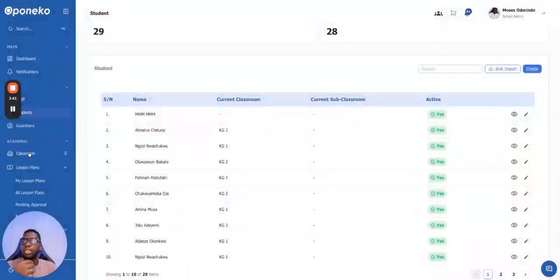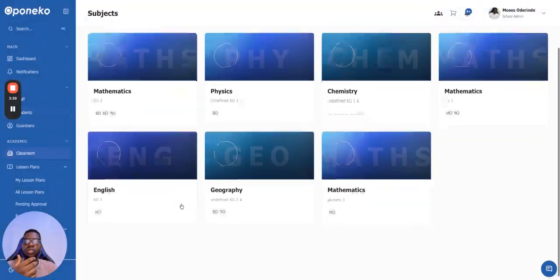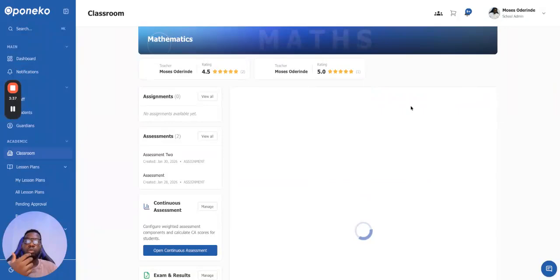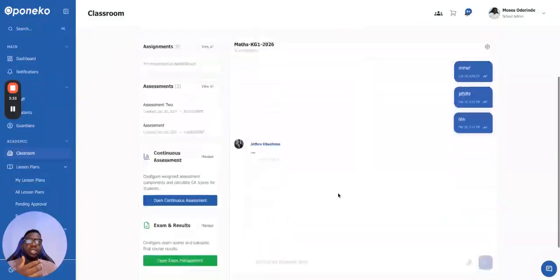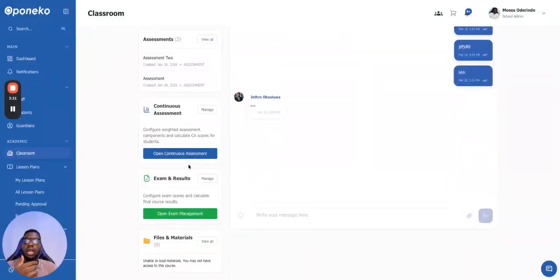workflow easy. Then in the classroom section, we have quite a number of features that include assignments, a group chat feature, and also a continuous assessment management tool that computes the entire assignments and assessments given to the students throughout a particular term or session.